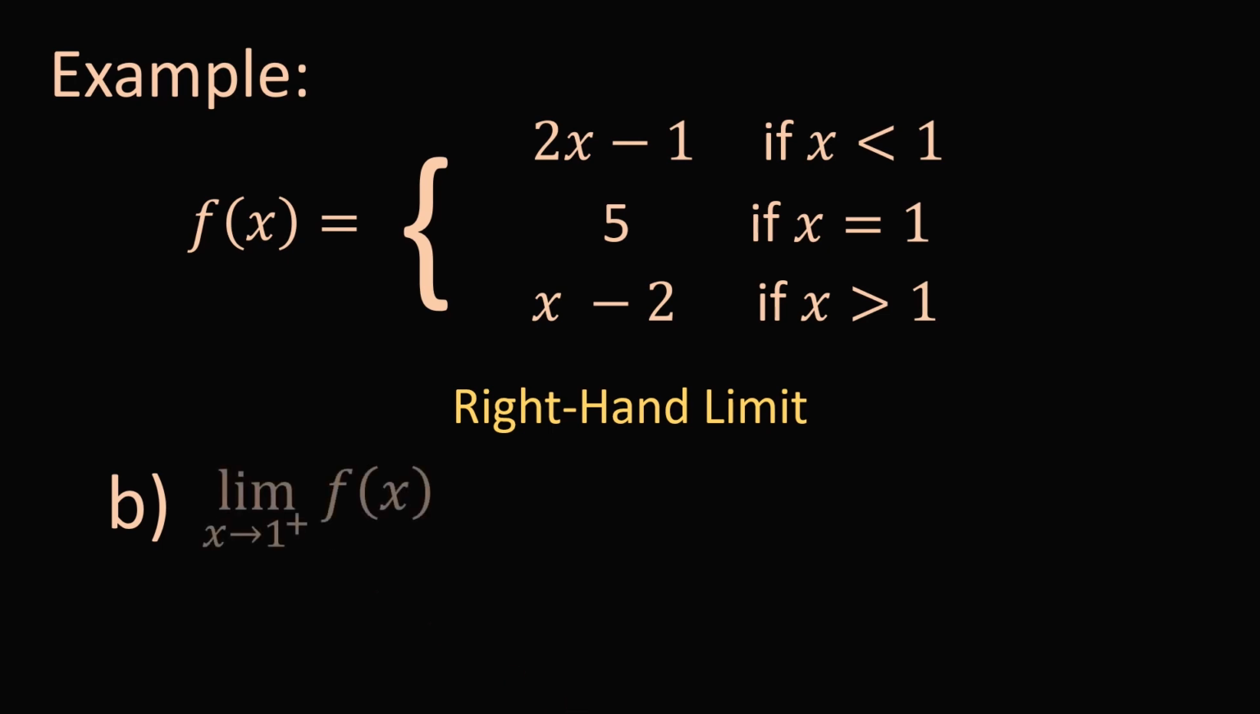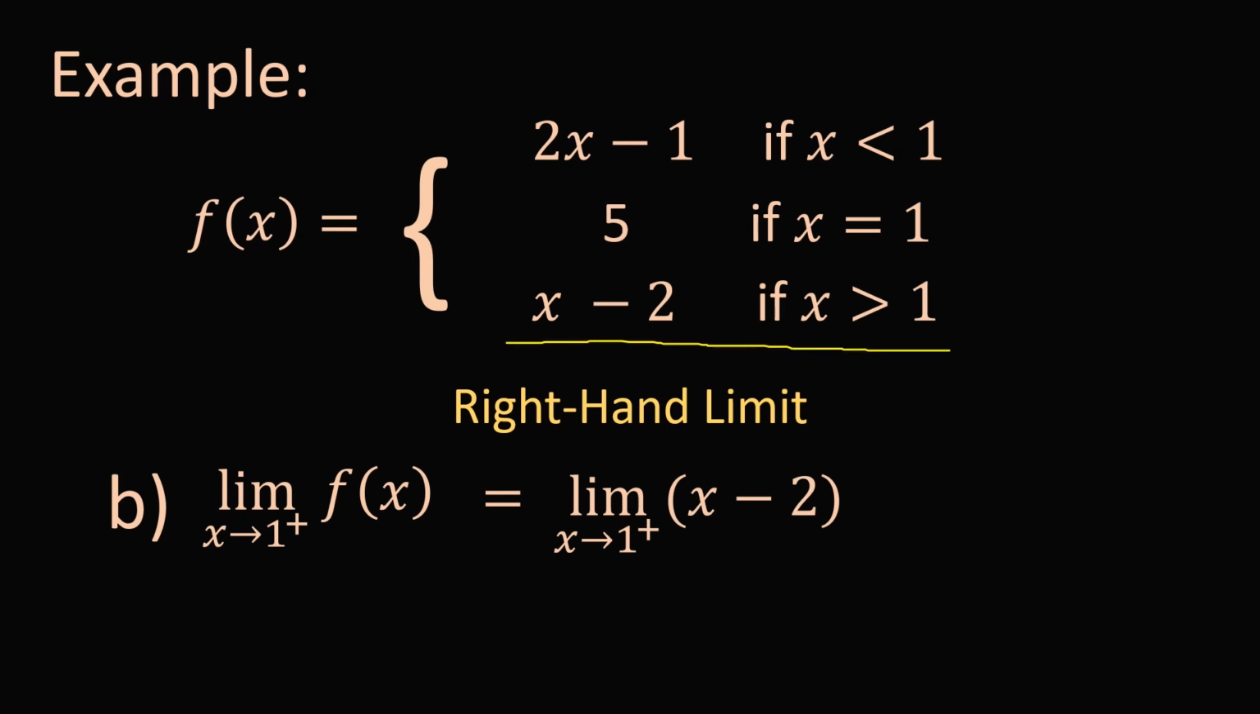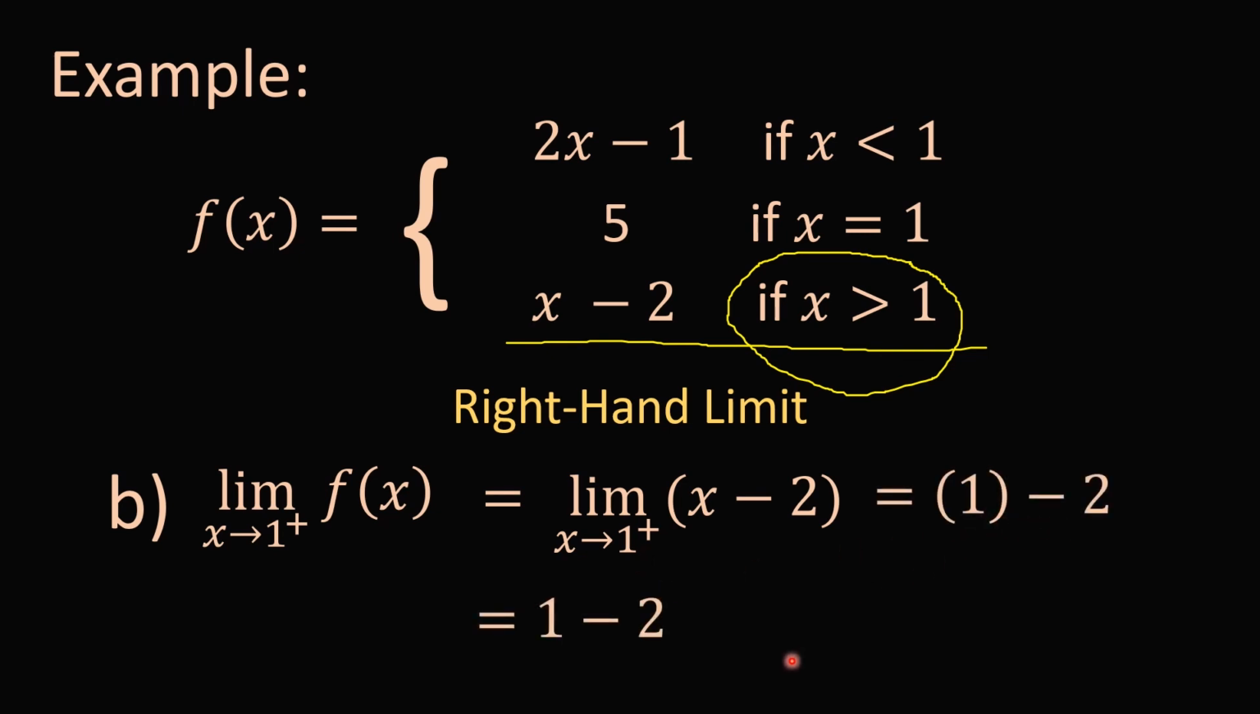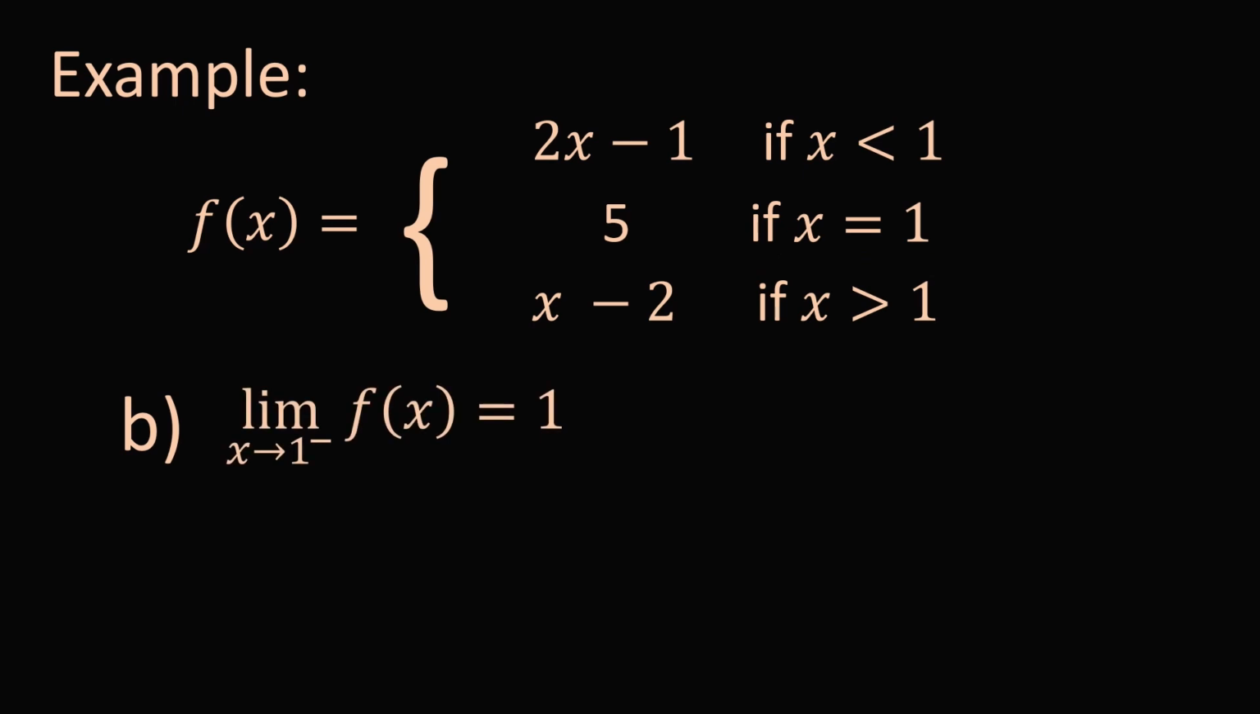So, since greater than 1 siya, yung gagamitin natin na function would be the last one. Okay? Kasi ito yung nakalagay dito, if x is greater than 1. So, we will have the limit of x minus 2 as x approaches 1 from the right. Substitute lang natin, we have 1 minus 2. And simplifying it, we will have negative 1. Now, yung nakuha natin sa left hand is positive 1. Yung nakuha naman natin sa right hand is negative 1.